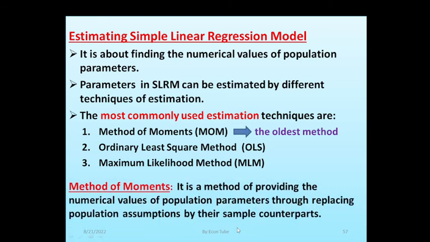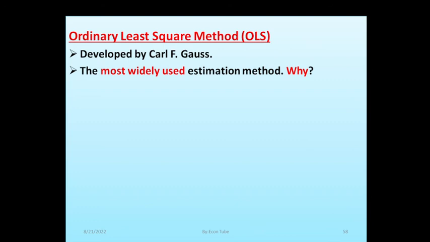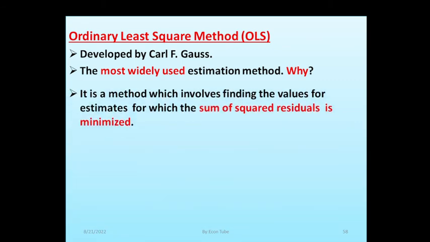This method of moments is a method of providing numerical values of population parameters by replacing population assumptions with their sample counterparts. When we talk about ordinary least squares, which was developed by Carl Gauss, it is the most widely used estimation method. It involves finding the values of the estimates for which the sum of squared residuals is minimized.